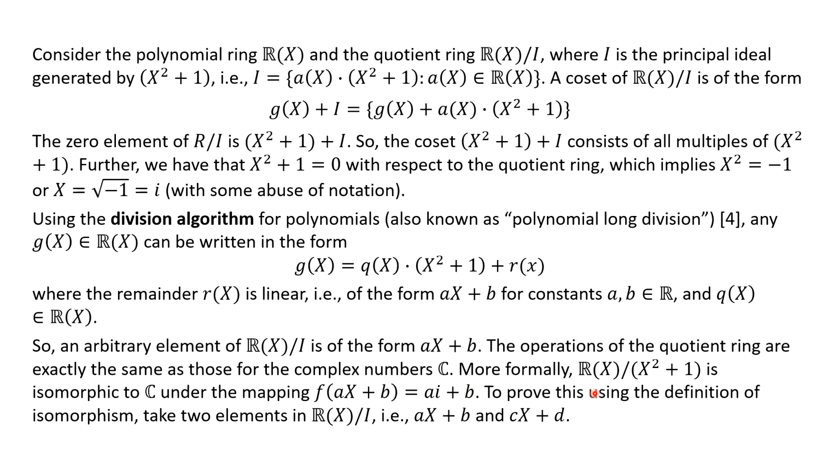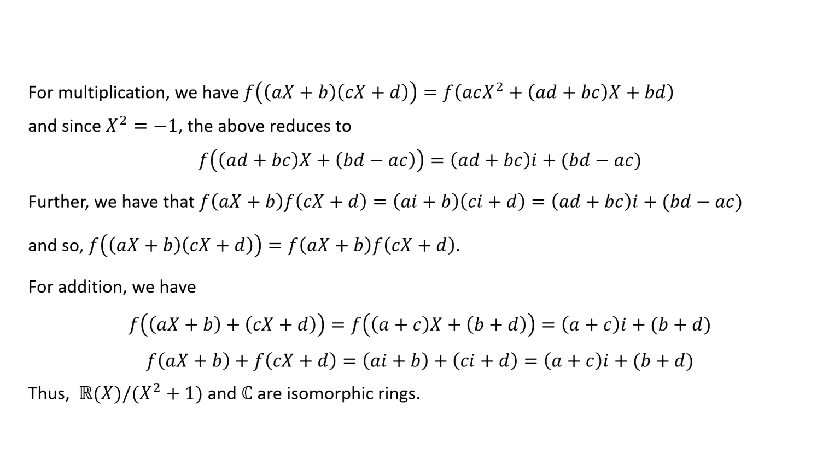And to prove this, we need to show the two properties for an isomorphism, which I'll do on the next slide. So we'll take two elements from this quotient ring, these two here, and then we'll show that the two properties for an isomorphism follow through and are true. So let's go to the next slide to see that. So let's check the two properties for an isomorphism.